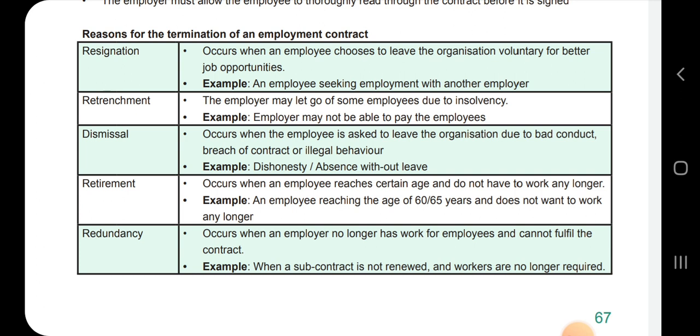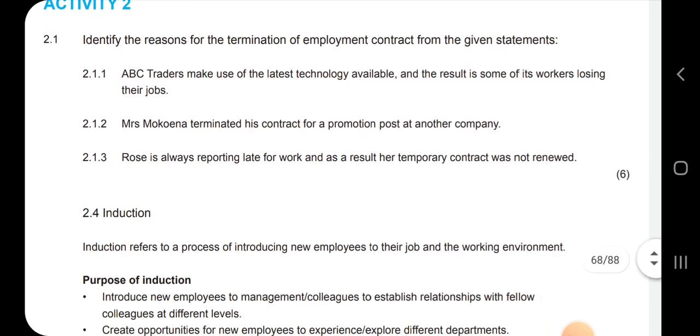Redundancy, you have hired more than you need. Some people are redundant. They don't know what they're supposed to be doing in the job. You just hired too many people. So they can be fired or you can let them go because there's no work for them.